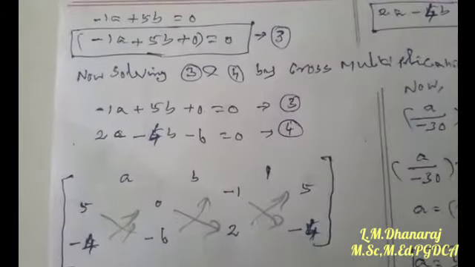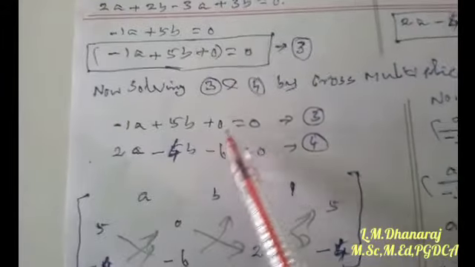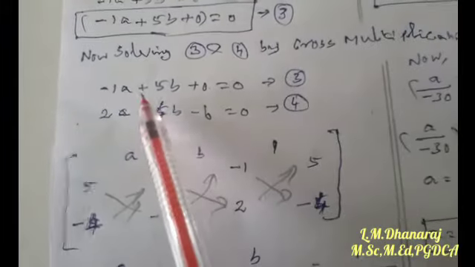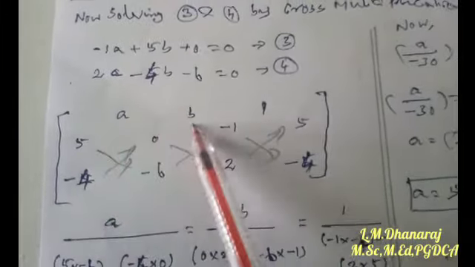So we have to solve equations 3 and 4 by the cross multiplication method. For cross multiplication, we write equation 3: -1a + 5b + 0 = 0, and equation 4: 2a - 4b - 6 = 0. Now here the coefficients are a, b, so we have written a, b and 1 over there.